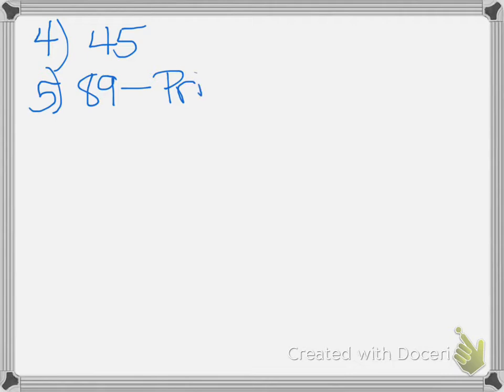I want you to go ahead and do the rest of the guided practice, numbers 4 through 8. Number 4 is 45. Number 5 is 89, but guess what? Don't worry about it because it's prime. I don't want to send you on a wild goose chase till you get your prime number list. So don't worry about number 5. You're done with that one.